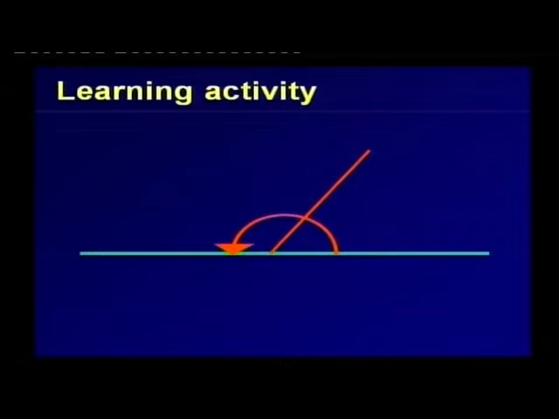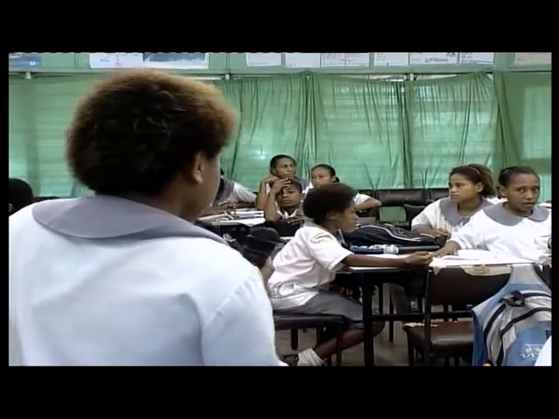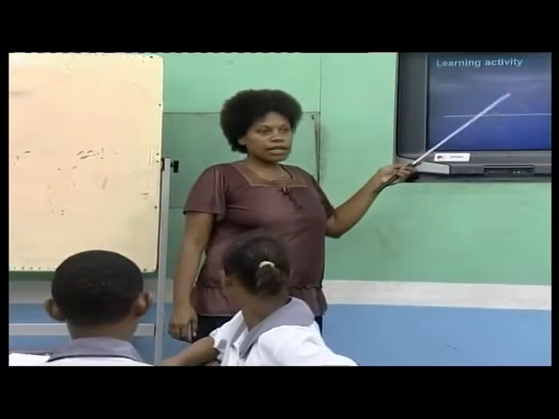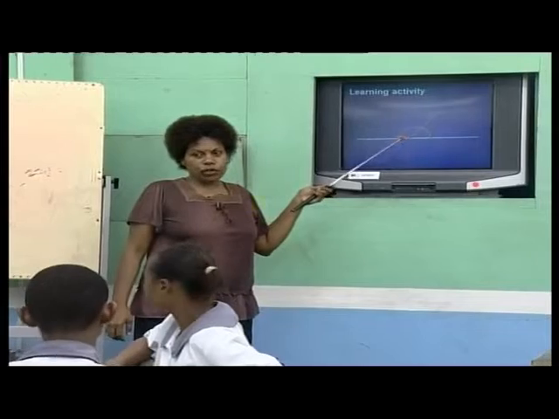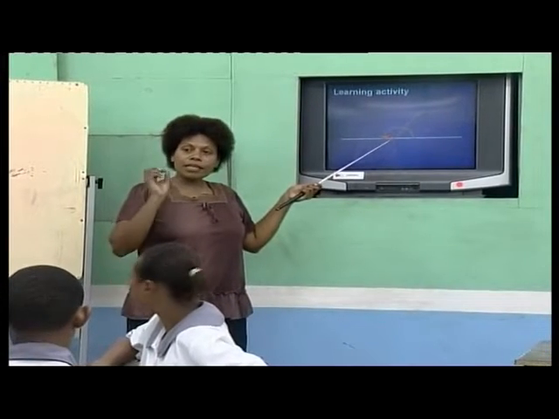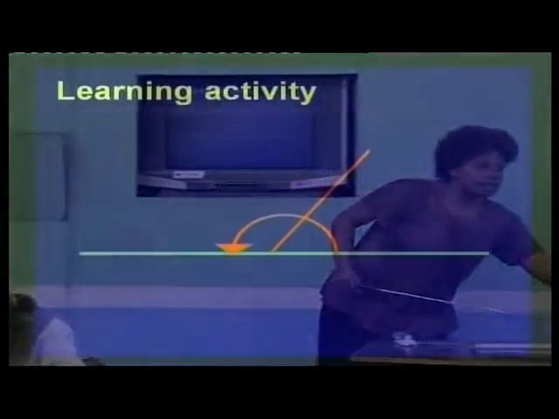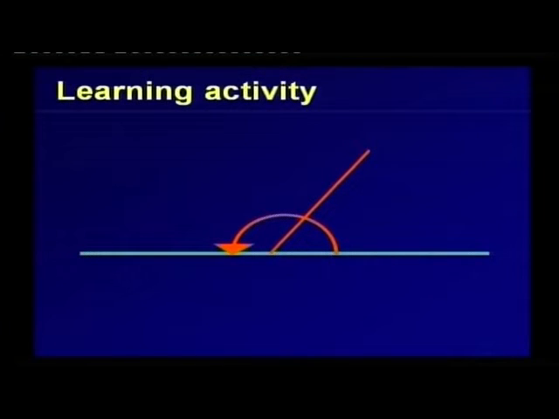Okay, let's have Nora. Acute and obtuse angle. Very good. Nora says acute angle and an obtuse angle. Now, is she correct? Remember, what is the property of an obtuse angle? It is more than 90 degrees. Obtuse is more than 90 degrees.